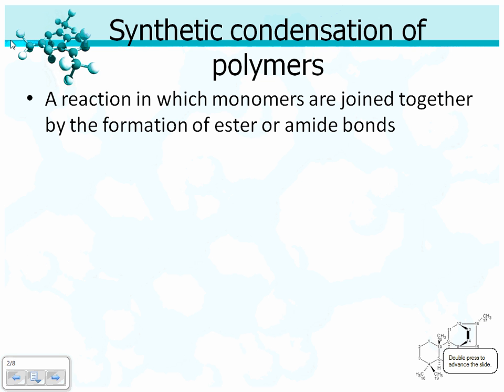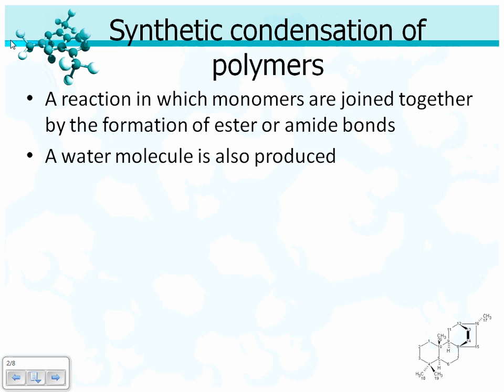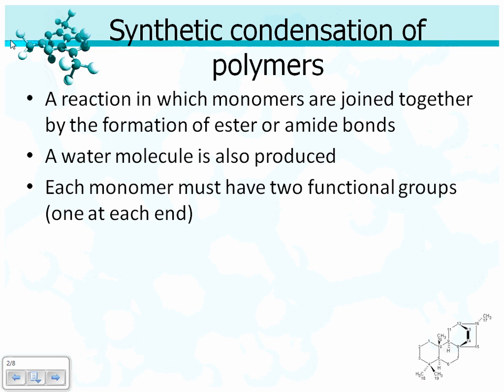We're going to look at another polymer reaction, so another way to make polymers, but this time it's going to be a reaction in which the monomers are joined together by the formation of an ester bond or an amide bond. So because it's a condensation reaction, we're going to make some water in the process. Each monomer must therefore have two functional groups, one at each end. This is used to make fabrics and fibers, and we're going to do an example of that. We're going to make some nylon fibers.